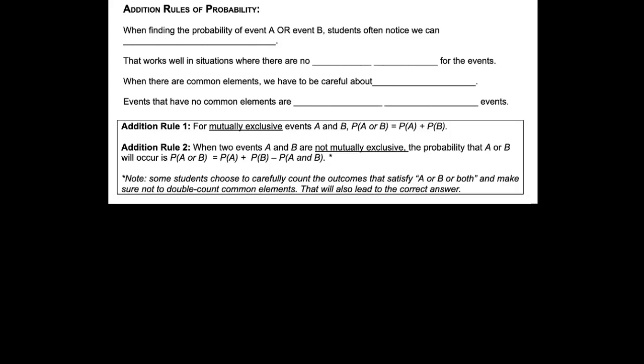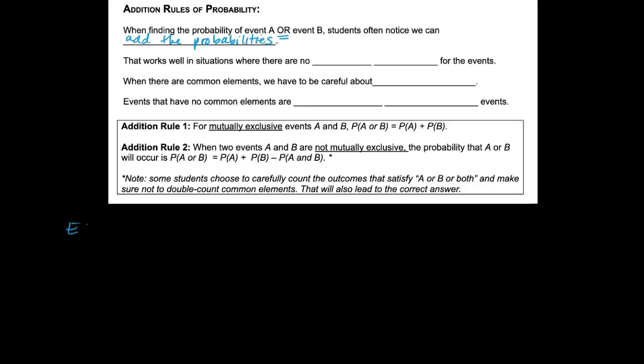In this video, I'm going to talk about the addition rules of probability. And these rules apply to questions like, what is the probability of event A or event B? And in these types of questions, students often notice that we can add those probabilities together to find the answer. And I'll give you an example.